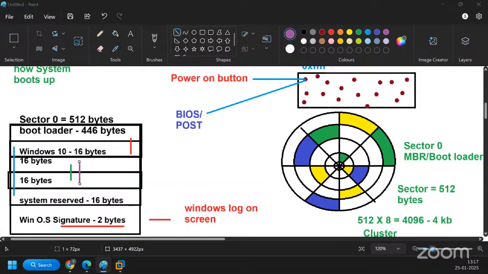Just a second, it is making my system a bit slow. I have a lot of services running behind.